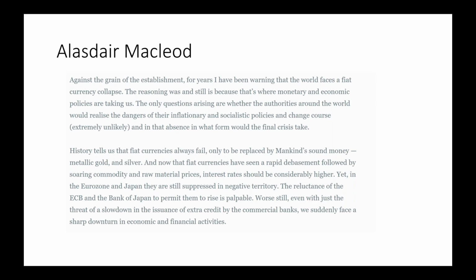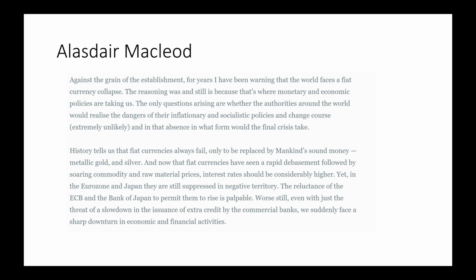He said the only questions arising are whether the authorities around the world would realize the dangers of their inflationary and socialistic policies and change course, which he says is extremely unlikely. I certainly agree with that. And in the absence, in what form the financial crisis would take. So if policies are not changed, what does this ultimately look like? Well, Macleod correctly points out that history tells us fiat currencies always fail, and when they do, they're replaced by gold and silver in some form.